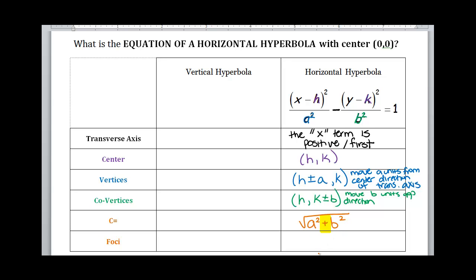Now as far as your foci, because again we're horizontal, we're going to take h and add and subtract c. Or I'm going to move c units from the center in the direction of the transverse axis.